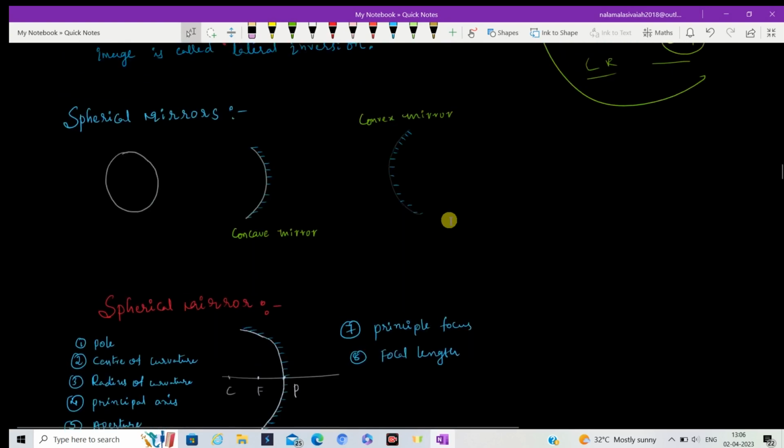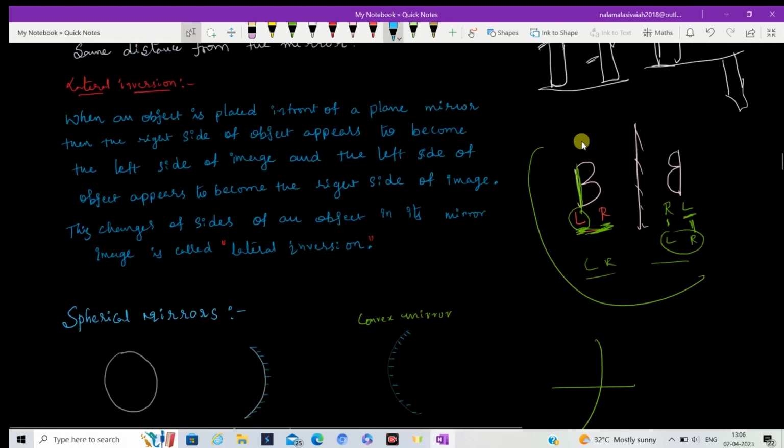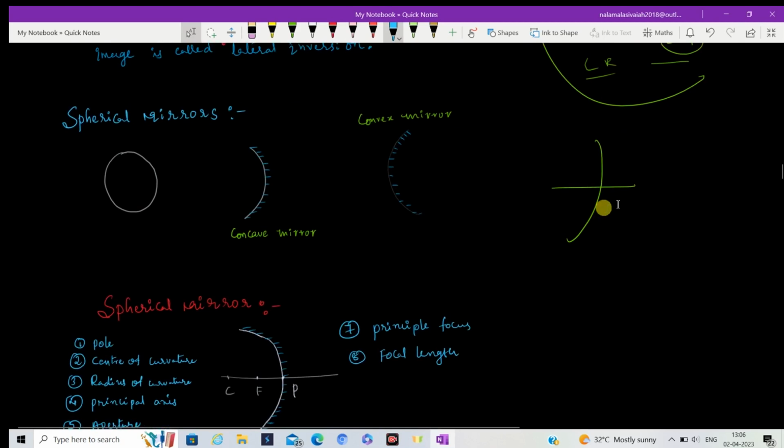So coming to the spherical mirror, you can see the spherical mirror. The mirror which is in the form of a curved shape is called a spherical mirror. If you take the curved surface like this, and we consider half of the mirror, then that is nothing but a curved mirror. That is also called a spherical mirror.